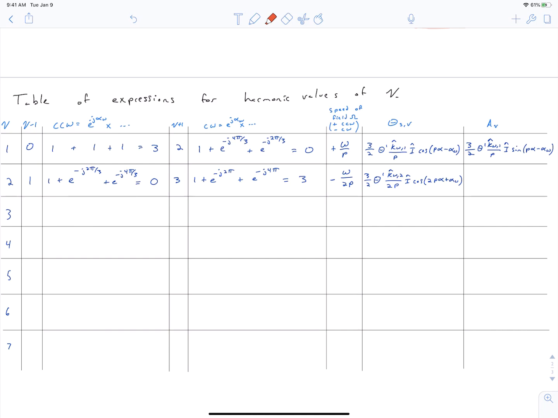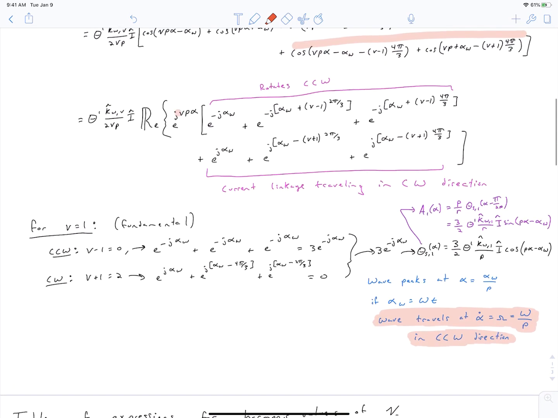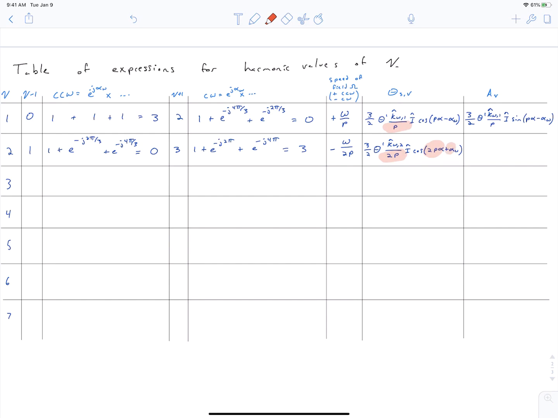A couple changes to point out to you. Whereas in our fundamental, we had just a p in the denominator, now for our second harmonic, we have a 2p in the denominator. And then we have a 2 multiplied by our angle alpha. That was, again, a result of this up here and this over here. And then the direction of our rotation is in the clockwise direction. We have a plus alpha w.